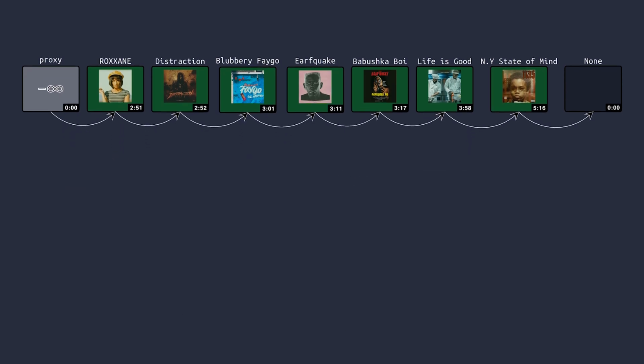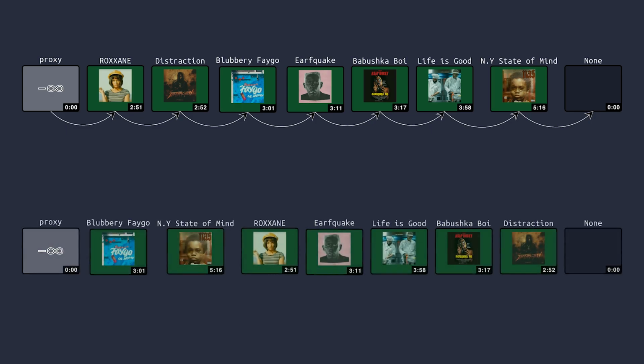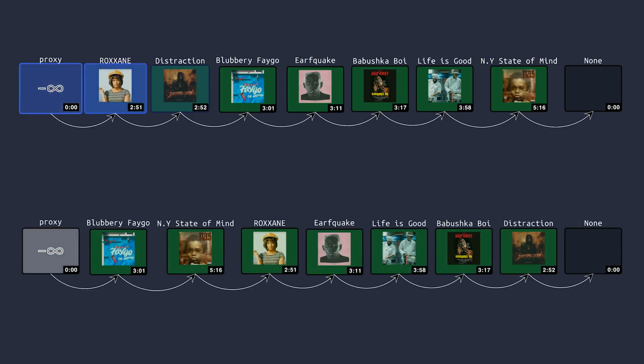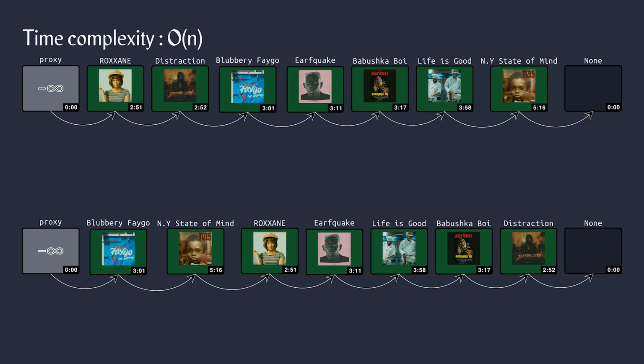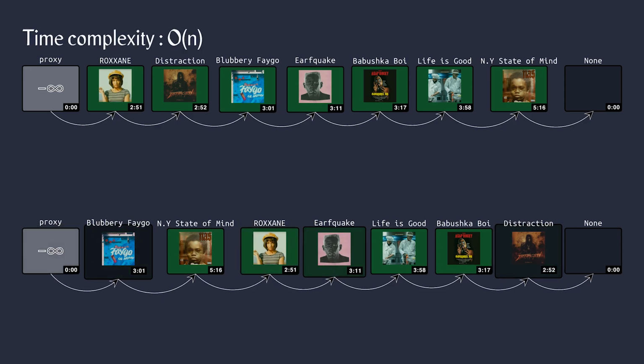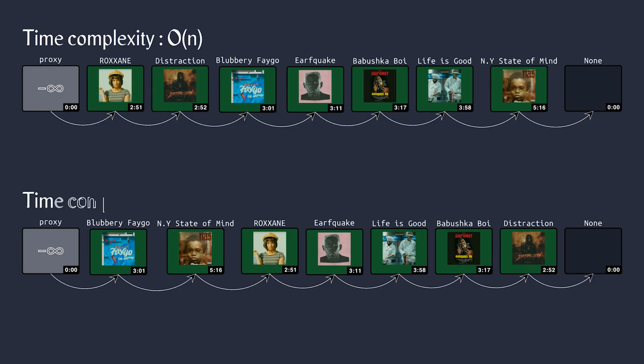Now, the time complexity of this algorithm is O of n in the best case scenario. That is, every song is already sorted since it doesn't require any pointer manipulation. But in case they're not, like in our example, this would be big O of n squared because of that nested while loop.